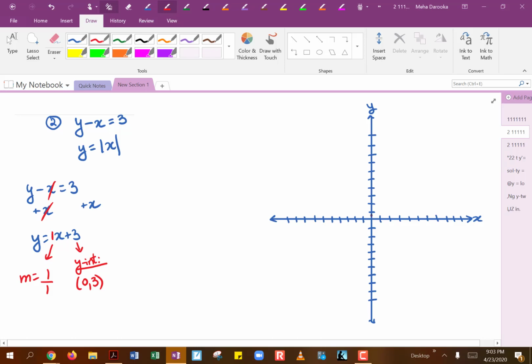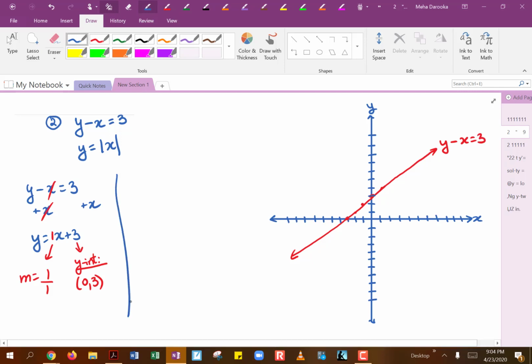So this graph will be at (0, 3), and then positive 1 over 1. So you can go up 1, right 1, or you can go down 1 and left 1. Okay, so this will give us a good idea for our graph. So this guy is y minus x equals 3.